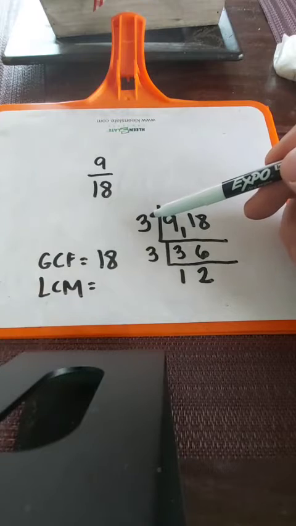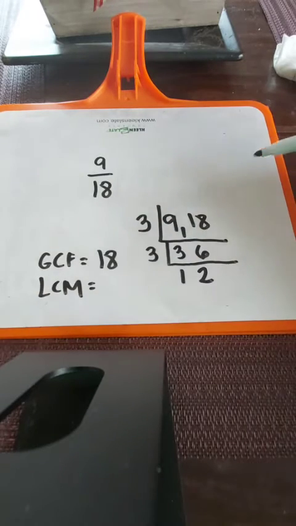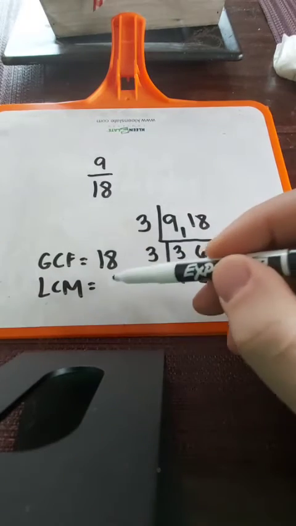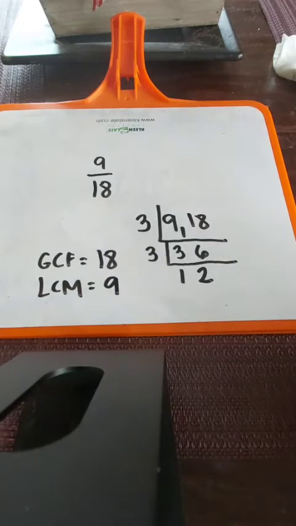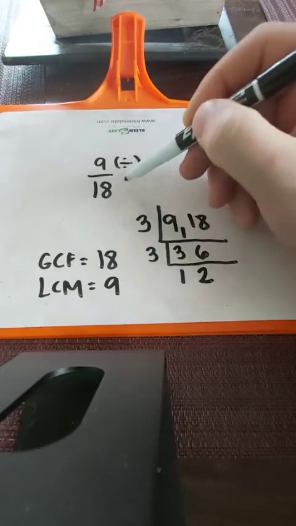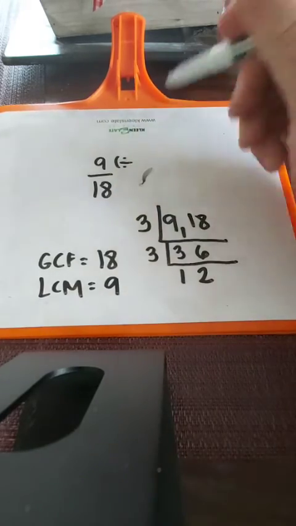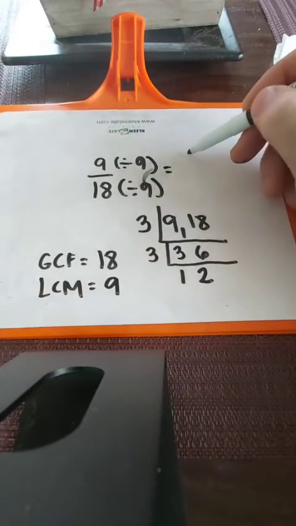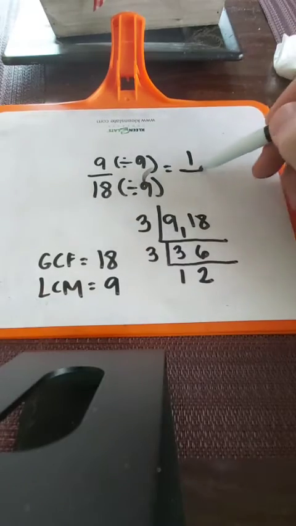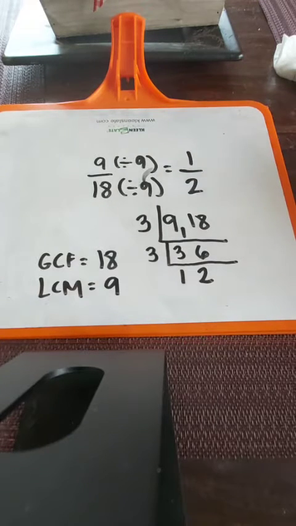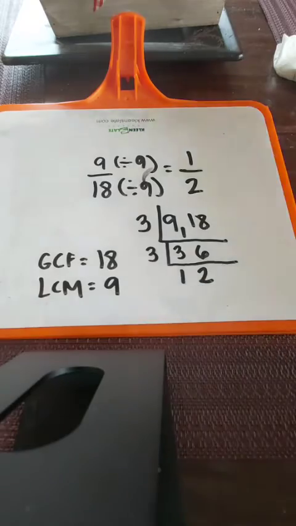And in order to find our LCM, which is what we need for simplifying fractions, we're going to multiply 3 times 3, which gives us our LCM, our lowest common multiple, which is 9. So we're going to divide both sides, both the top and the bottom, by 9. Okay. 9 divided by 9 equals 1, and 18 divided by 9 equals 2. So 9/18 is the equivalent fraction of 1/2. So we've simplified it down to its smallest number using our LCM, okay?